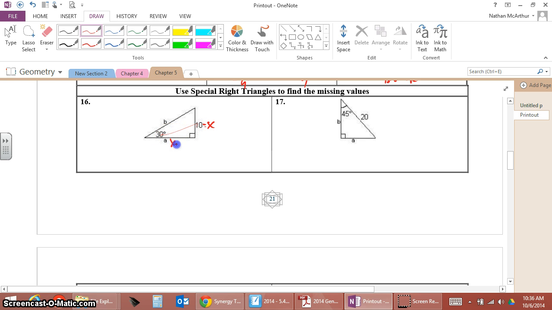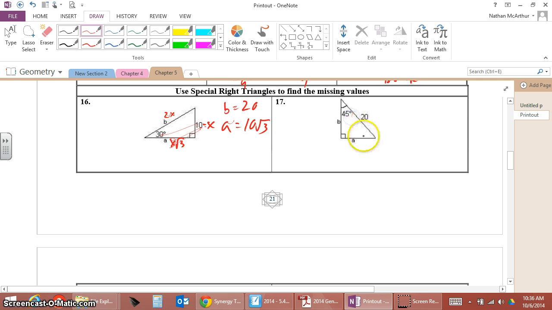A equals x root 3, and b equals 2x. So that means that if I double 10, I get b equals 20. If I put a root 3 at the end of it, I get a equals 10 root 3, and I'm done.